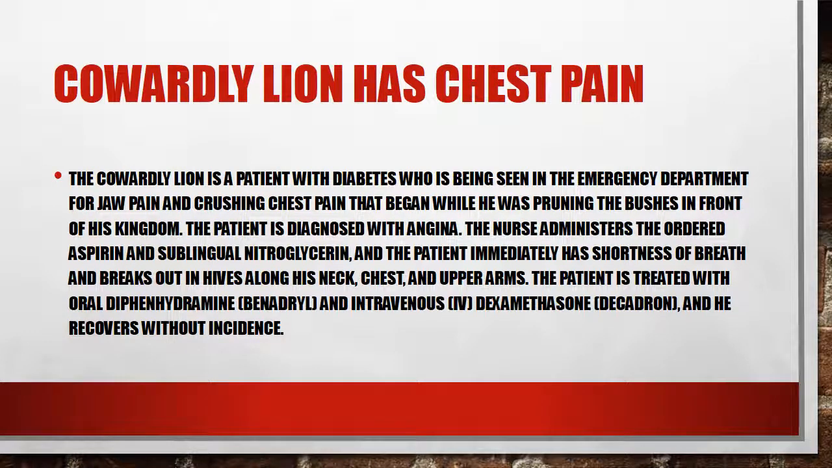The poor Cowardly Lion is a patient who has diabetes. He's been seen in the emergency department for jaw pain and crushing chest pain that began while he was pruning the bushes in front of his kingdom. The patient's diagnosed with angina, and the nurse administers the ordered aspirin and sublingual nitroglycerin, and the patient immediately has shortness of breath and breaks out in hives along his neck, chest, and upper arms.